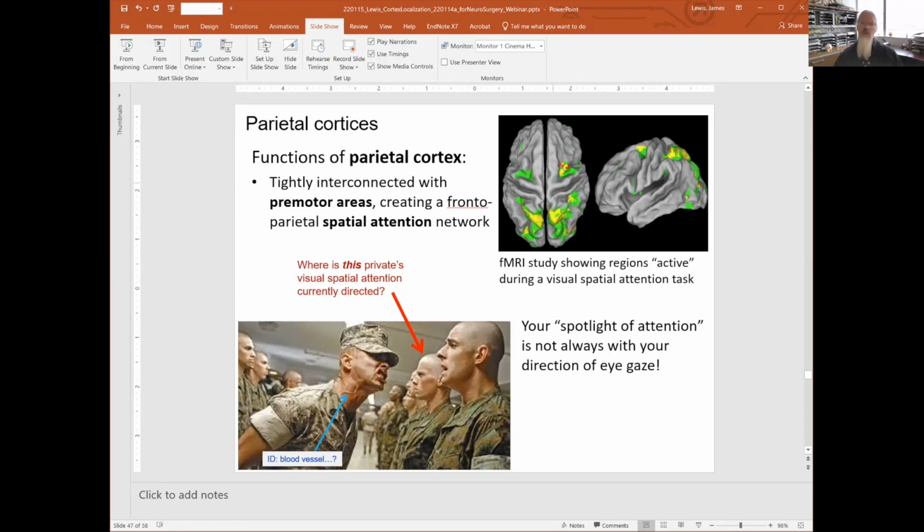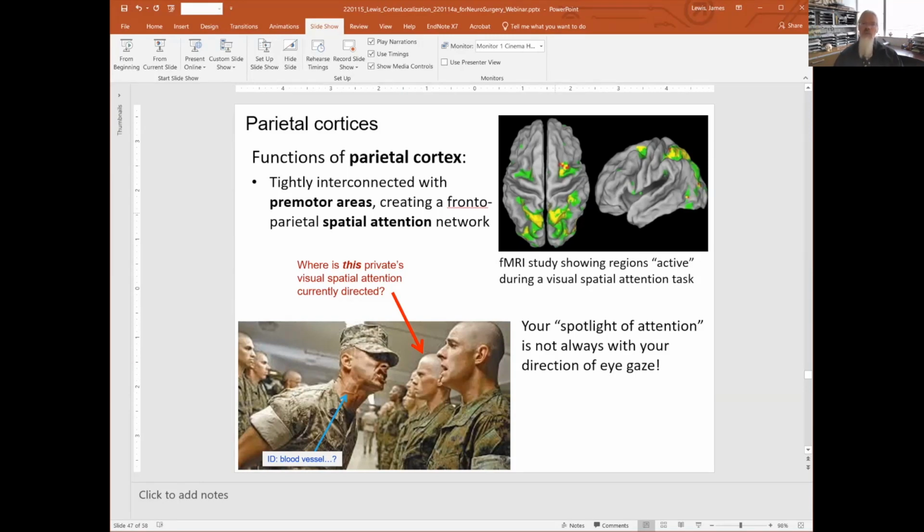And the areas of the brain shown in the green and yellow are part of the spatial attention network. So you got these superior parietal regions and some of these motor cortical regions here. So he is sensing what's out there in space. Where is it in space? Even though he's not looking directly at it, right? It could be separated from where you're looking as to what you're attending to.